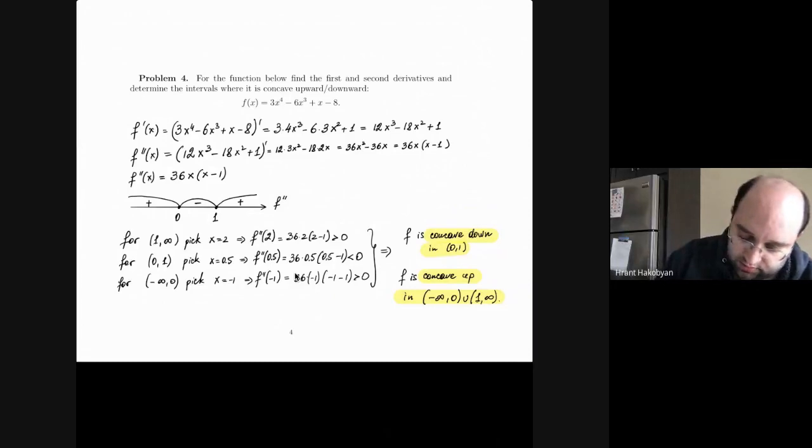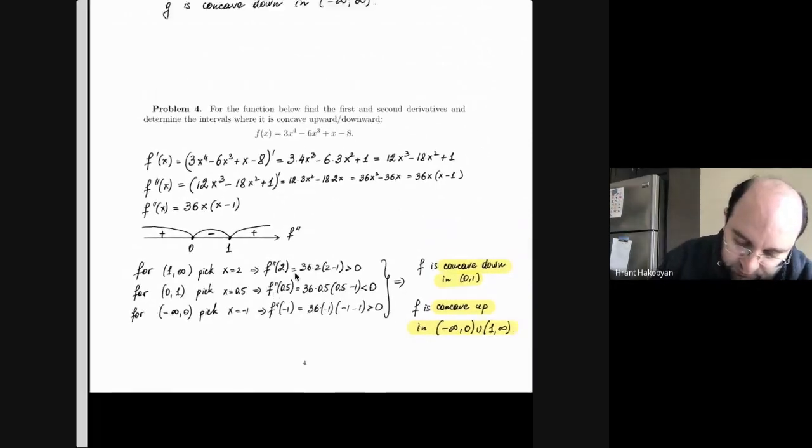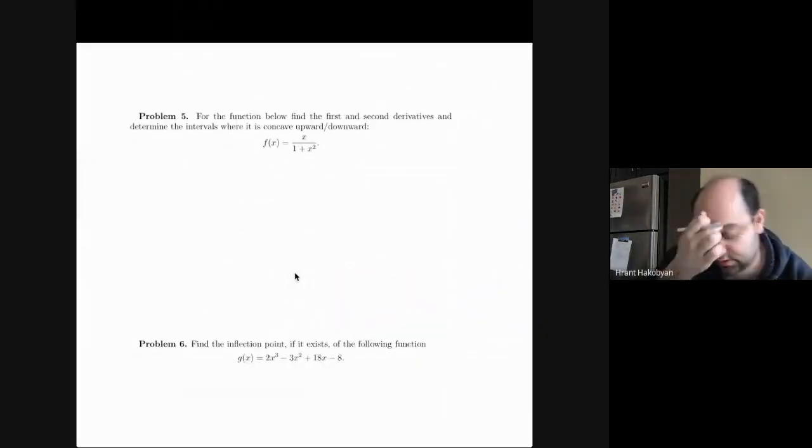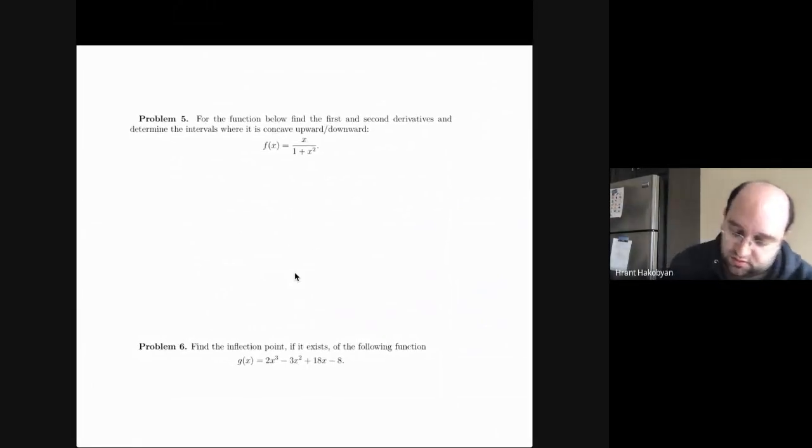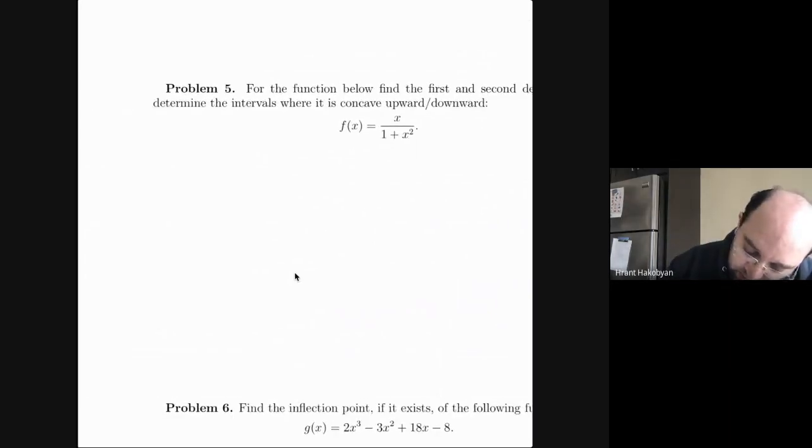Okay, so let's do this one here. The next one is very similar. We're going to do the same thing. So again, for this function, we have to find the first and second derivatives, and then find out where the second derivative is positive or negative. So let's do the first derivative first.